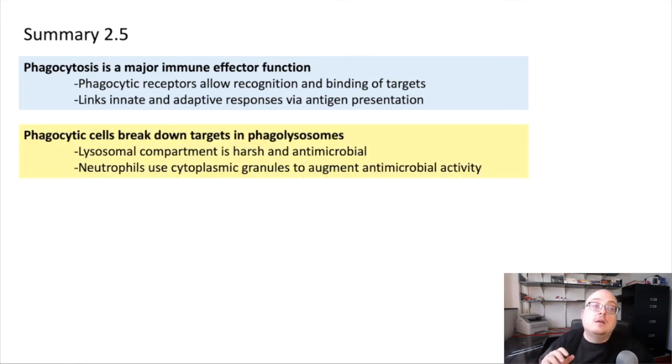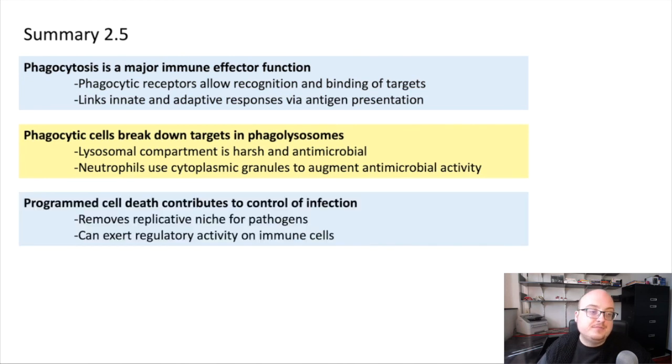Phagocytic cells break down their targets when they kill them in organellar structures called phagolysosomes. So the lysosomal compartment is harsh, it's full of antimicrobial agents. It's not a place, as I said, where you want to be if you're a bacterium, so it's a great antimicrobial strategy that phagocytic cells use. And neutrophils in particular are very good at this effector function because they use antimicrobial agents within their cytoplasmic granules to fuse with the phagolysosomes and augment their natural antimicrobial activity.